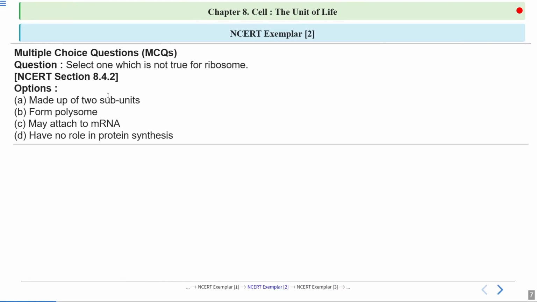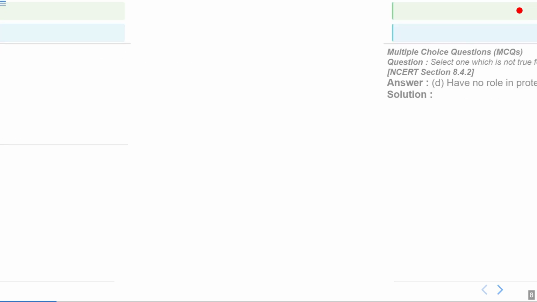So next question is, you have to select one which is not true for the ribosomes. Options: first option is made up of 2 subunits, second is form polysome, third is may attach to mRNA, and fourth is have no role in the protein synthesis. So what will be the correct answer? Okay, you have to select a statement which is false for the ribosome. It is not true for the ribosome. So what will be the correct answer? Let's have a look at the answer.